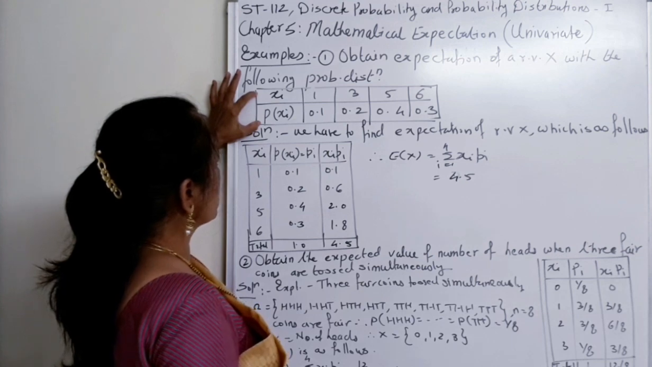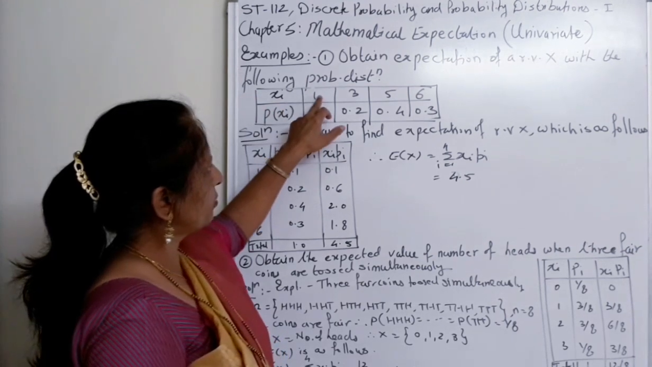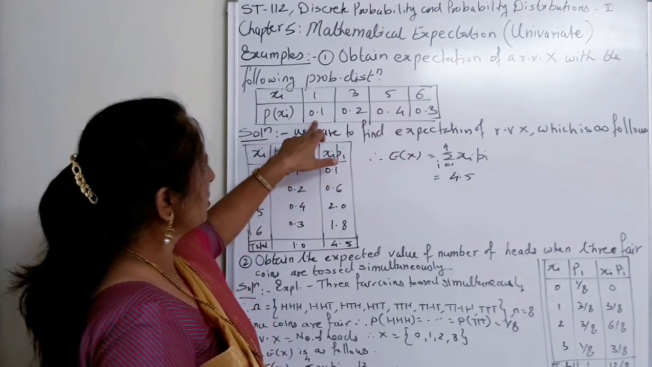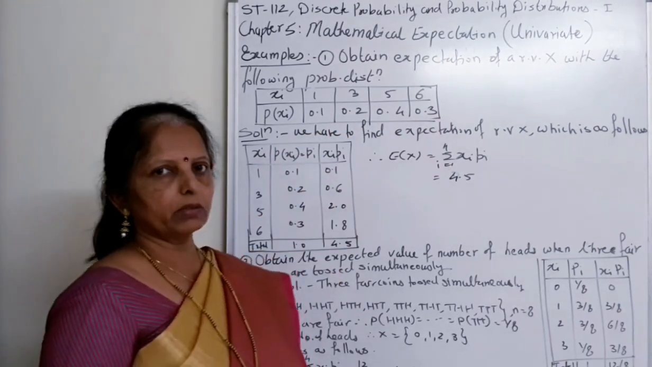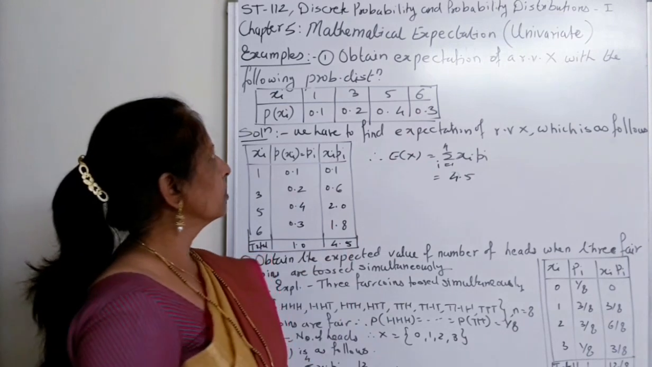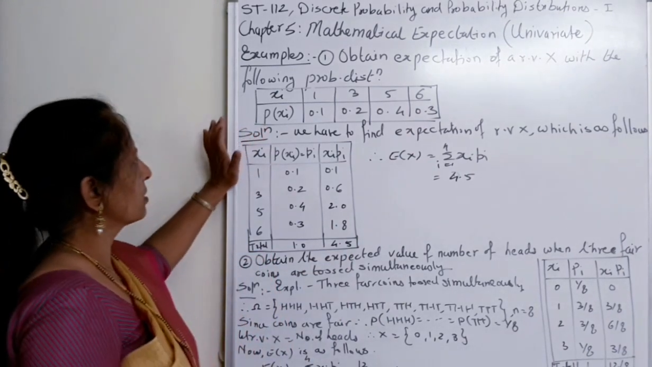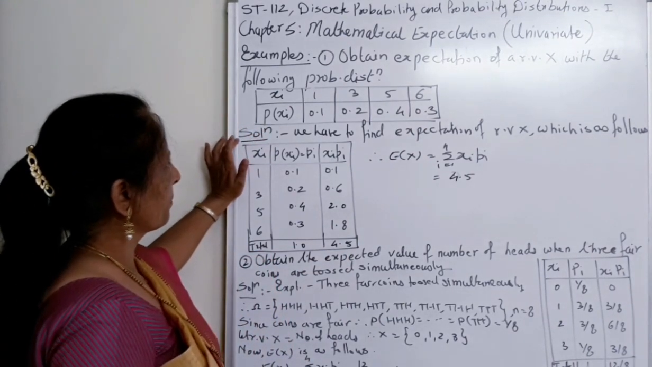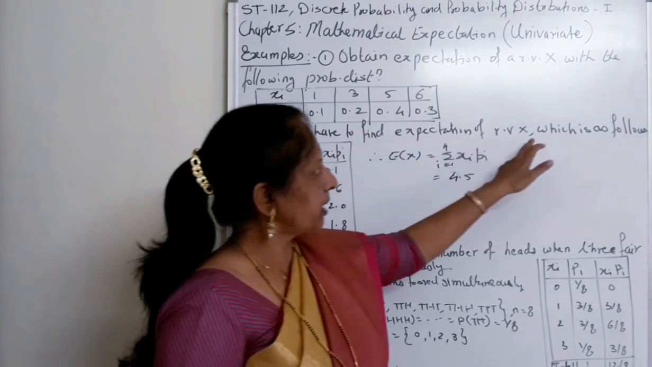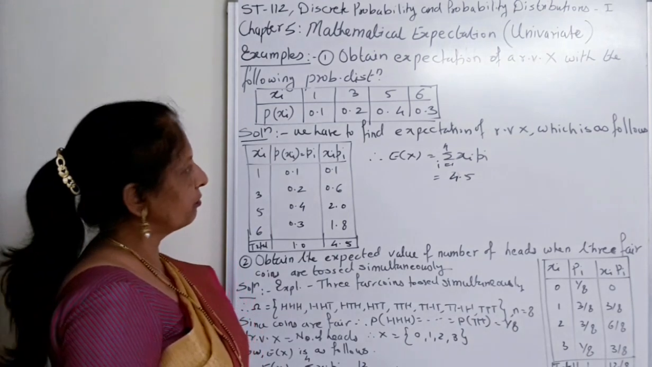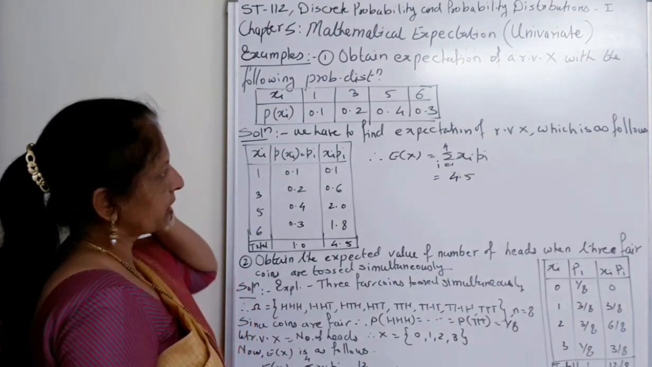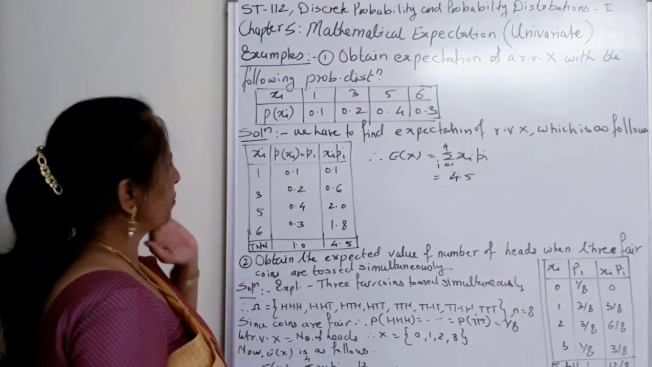So this is the probability distribution. Xi values are 1, 3, 5, 6 and these are their probabilities. The total of probability should be equal to 1 and here it is 1. So this is the probability distribution of x. Now the solution is like this. We have to find the expectation of random variable x, which is as follows.